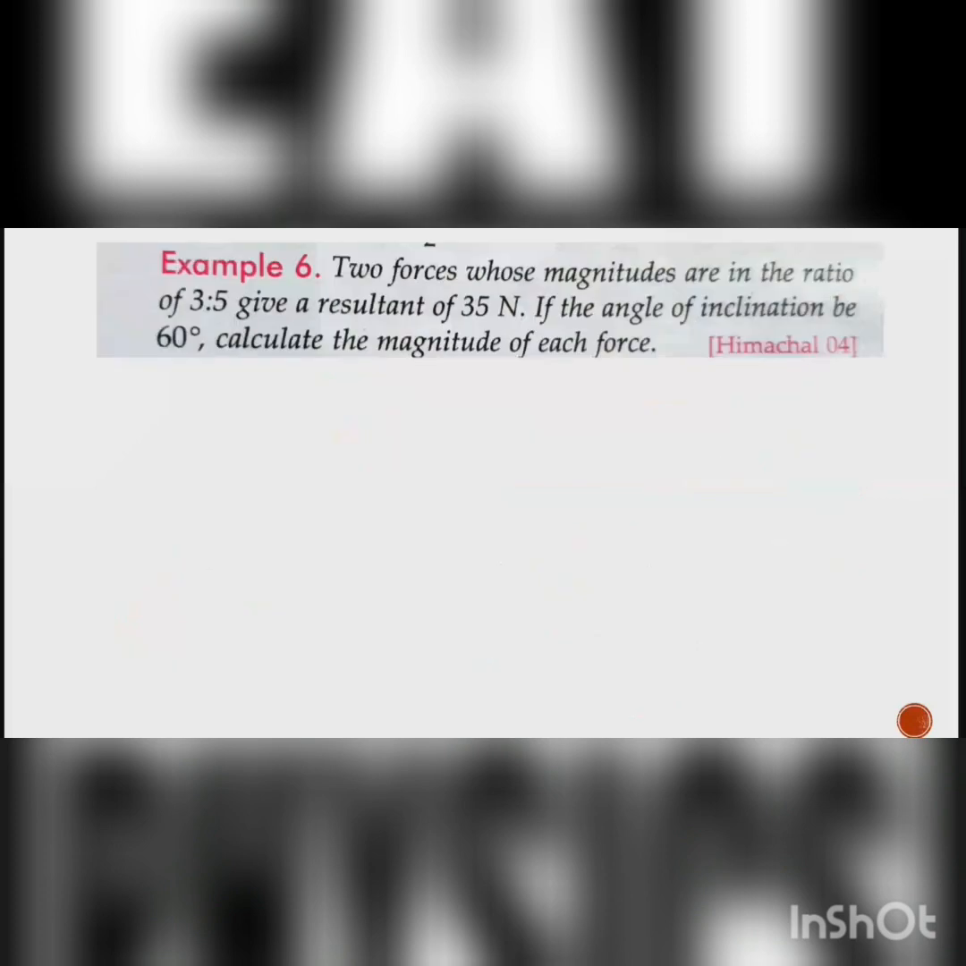Next question: two forces whose magnitudes are in the ratio of 3:5 give a resultant of 35 Newton. If the angle of inclination be 60 degrees, calculate the magnitude of each force. So let's take vector A to be 3x and vector B to be 5x. Their magnitudes are in the ratio 3:5. So अगर एक 3x है तो दूसरा 5x होगा.